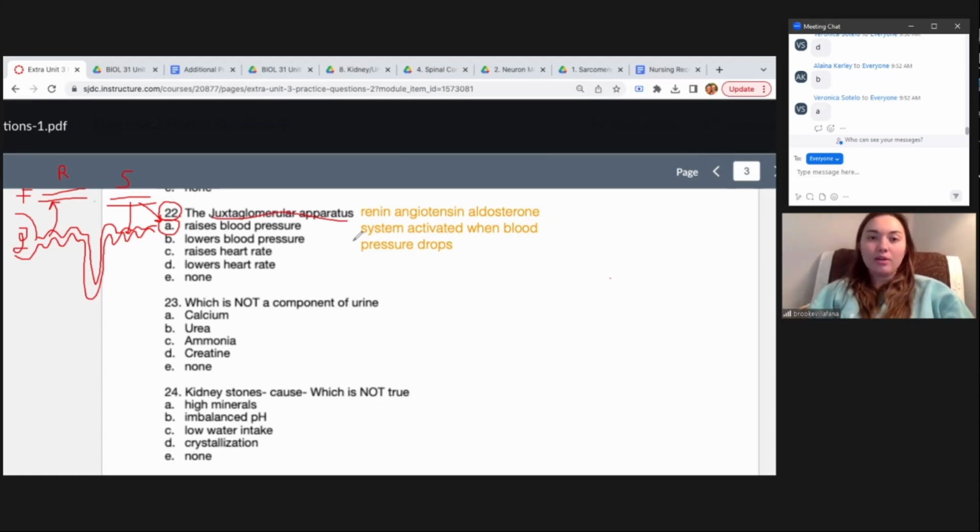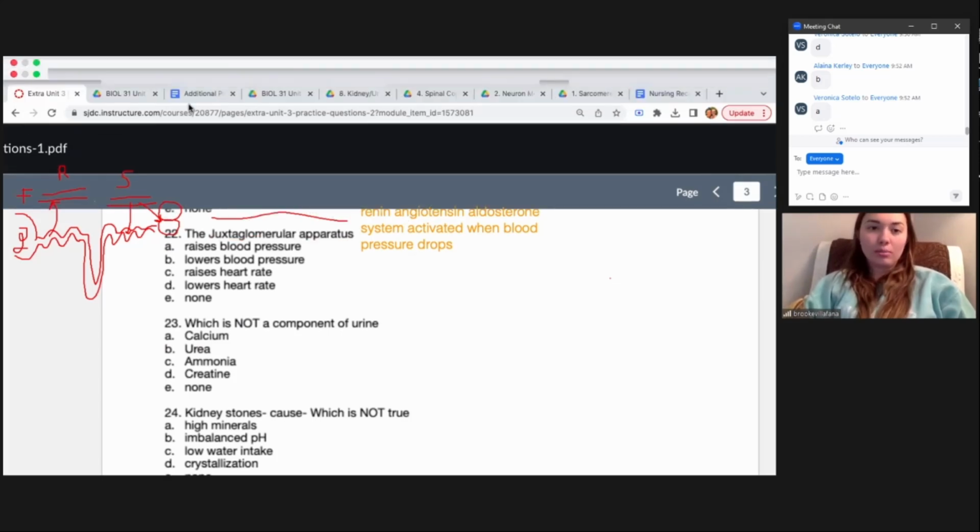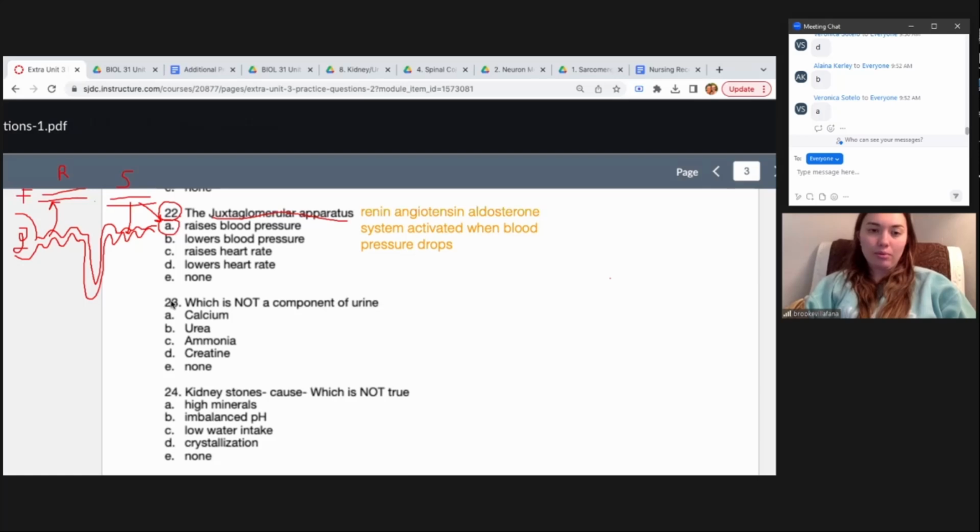Did everybody hear that? Raising and lowering heart rate is done by the brain, whereas the kidneys are going to raise blood pressure. The kidneys do not really lower blood pressure. Good? Everybody with me? Lowering blood pressure isn't really something your body does a whole lot. Your body doesn't care as much if your blood pressure goes high. It cares more if your blood pressure goes low. So the goal of the juxtaglomerular apparatus, again, is to raise blood pressure.